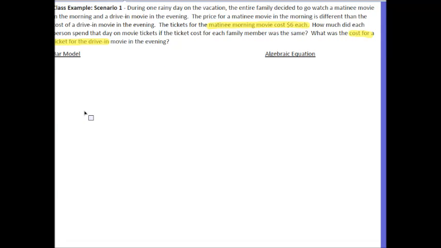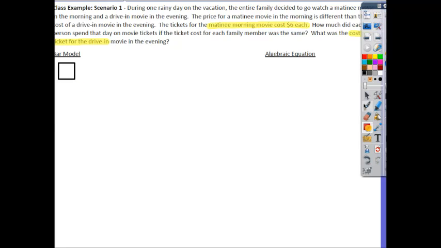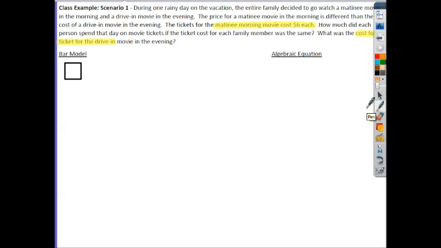So let's first represent this using bar modeling. So the first thing I need to do is really define my unknown element. And so I'm going to use one block to represent our unknown element, which is the cost for the ticket to the drive-in.